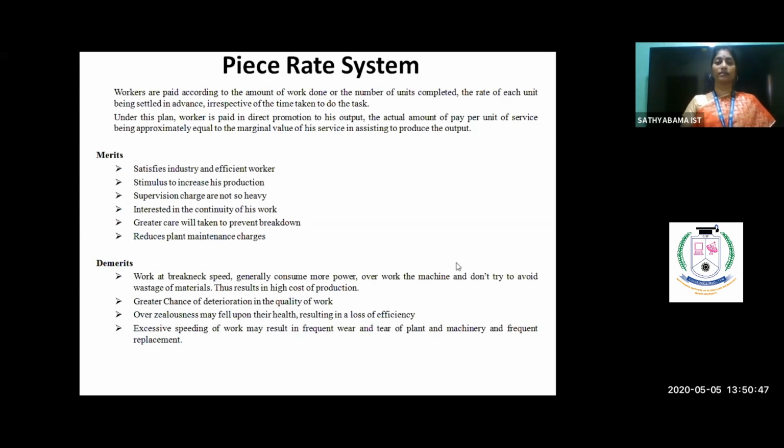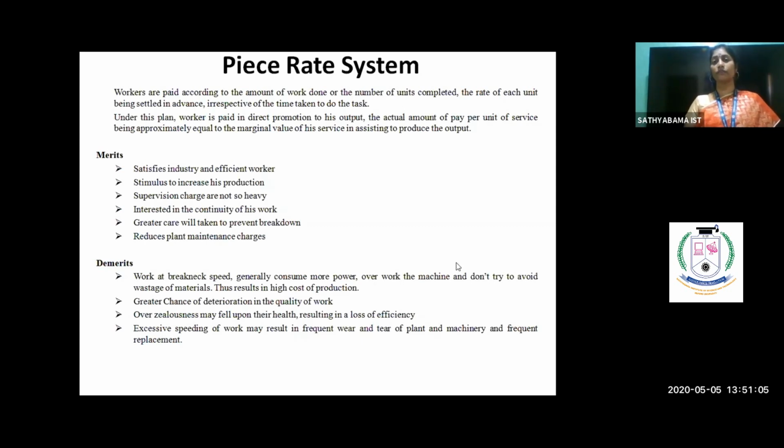Then come the demerits. Similarly, we have merits and demerits also. Here, work at breakneck speed generally consumes more power and overworks the machines, and that leads to depreciation of machines very quickly and a greater chance of deterioration in the quality of work.